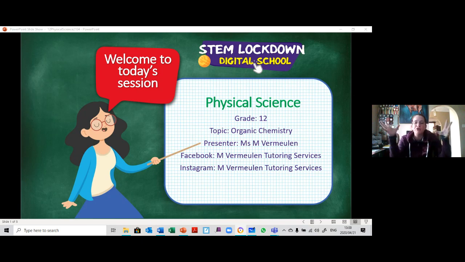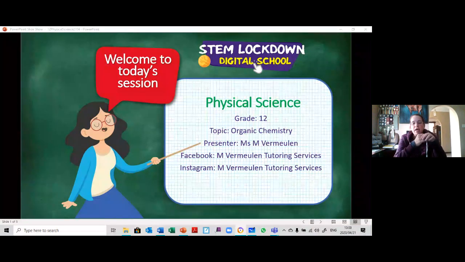What I try to do is to condense each section of the physical sciences paper into one document for you, so that you have a bit of a breakdown to study.